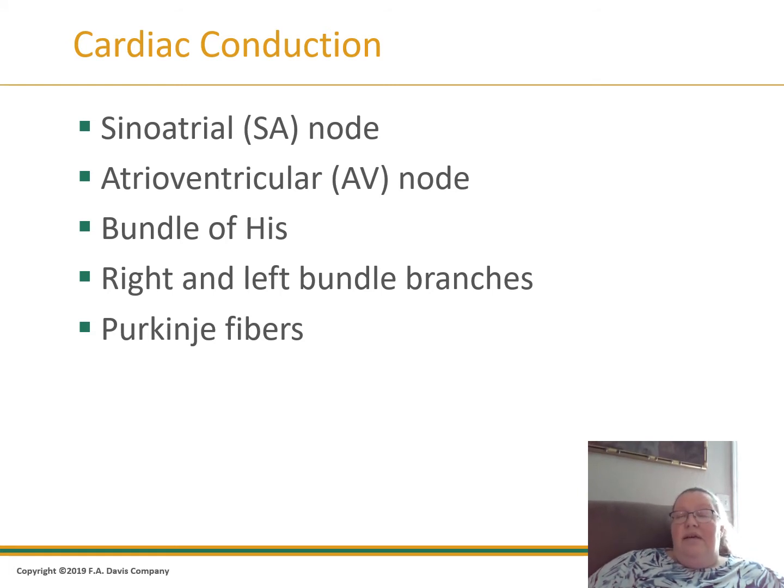The bundle of His is what causes the contraction. It's electrical currents that run all the way down to our ventricles and make the contraction happen. There's the right and the left bundle branches, which control, of course, the left and right side of the ventricles. And then the Purkinje fibers, okay, that branch from the bundle of His.